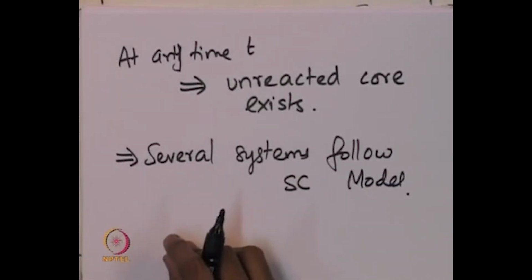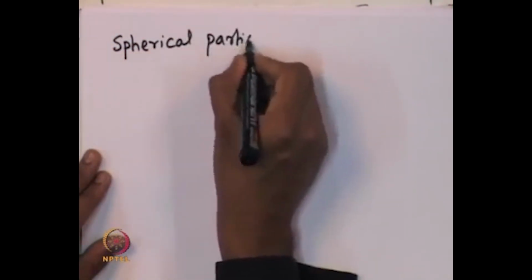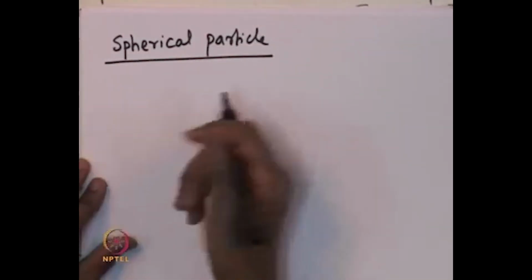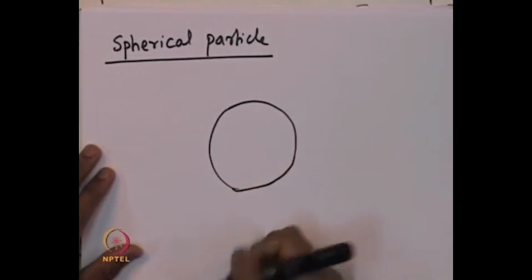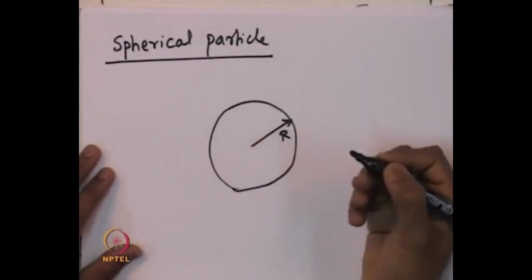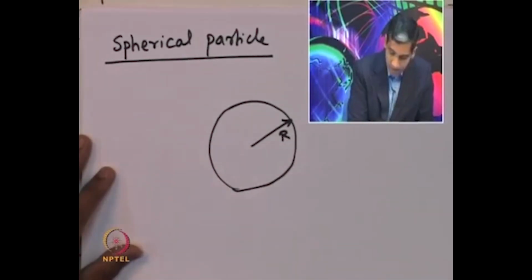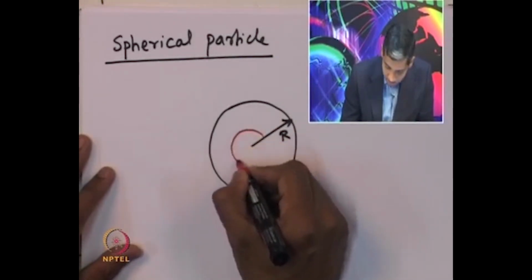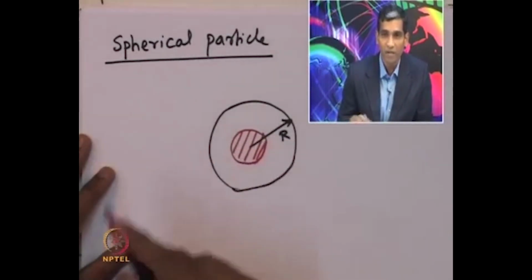Now, let us look a little bit deeper into what exactly happens in the shrinking core model, because it is very relevant that many systems follow it. Suppose we assume that it is a spherical particle of radius r. That is the initial core that was started with, and let us assume that the unreacted core is present somewhere here, concentric with the periphery of the spherical particle.